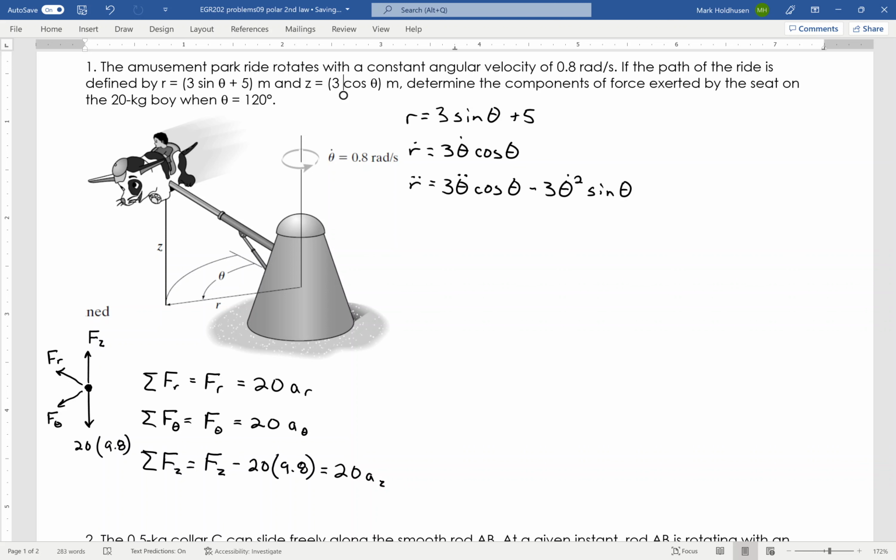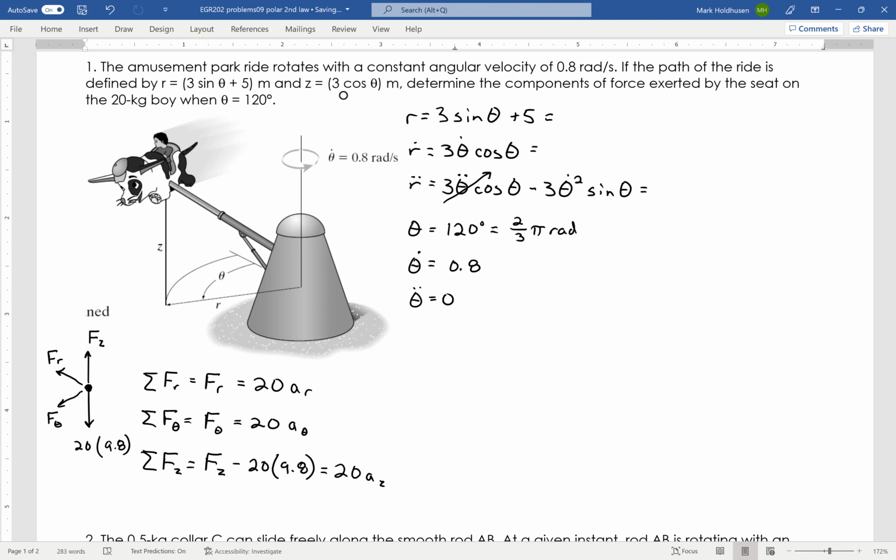Now what I recognize is, again, theta is 120 degrees, which in radians would be 2/3 pi radians. Theta dot is given as 0.8 radians per second. That's the angular velocity, that's how theta is changing. And it's constant, therefore theta double dot goes to 0. So I can plug all of these values in, the 120 degrees and the theta dots. This term will go to 0 because theta double dot is 0. And I can find r, r dot, r double dot using that.